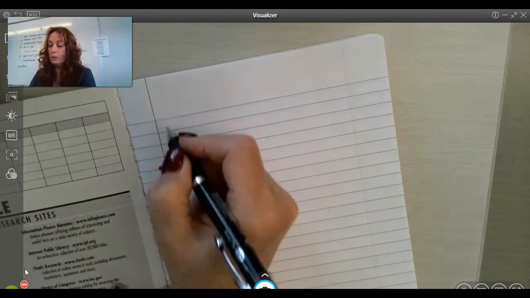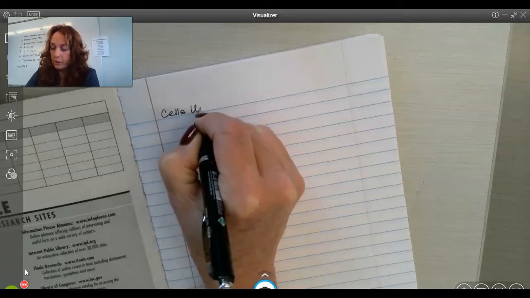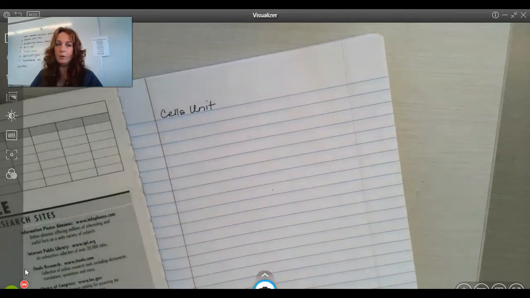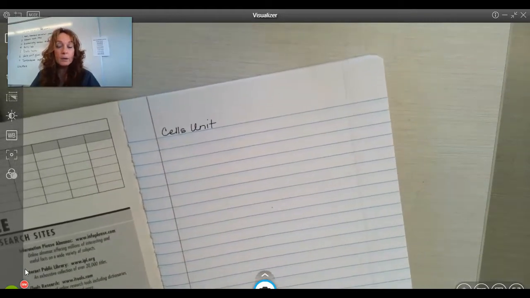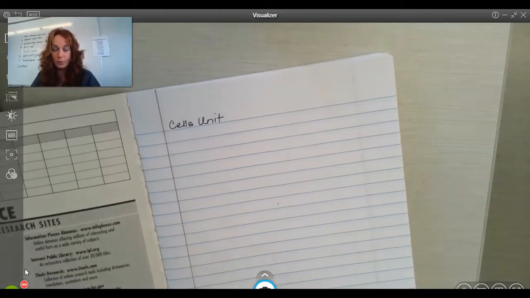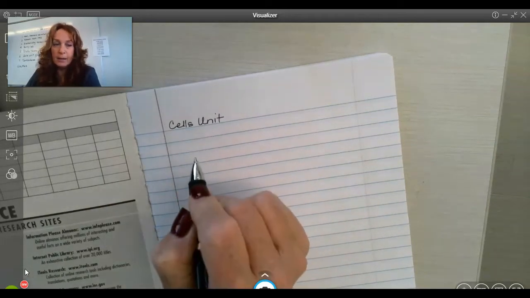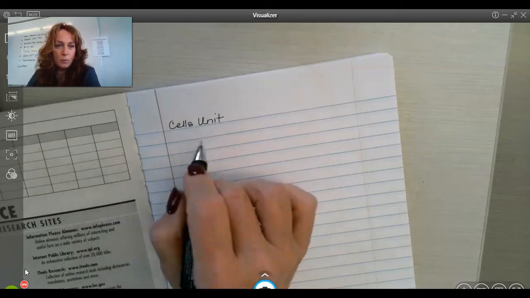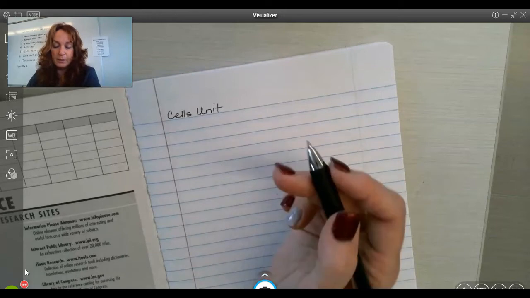And so this is the cells unit. What do you notice? Notice I'm in a whole new notebook. Wow, I'm ready for a whole new notebook. Crazy. So this is the cells unit, and this will feel more comfortable to you, I think, than what we did with the biochemistry pieces.